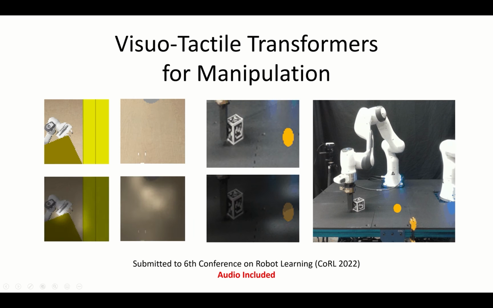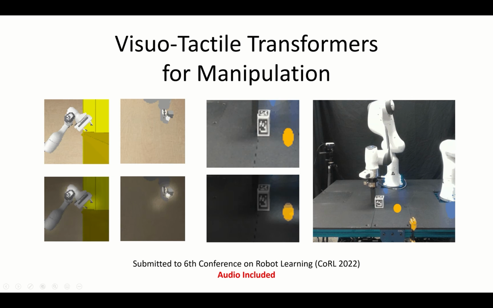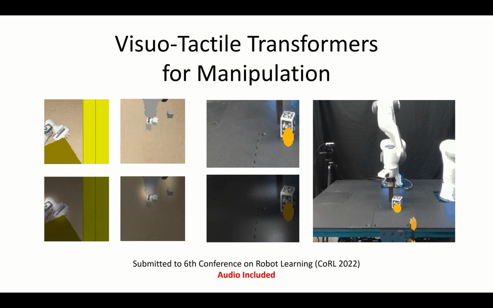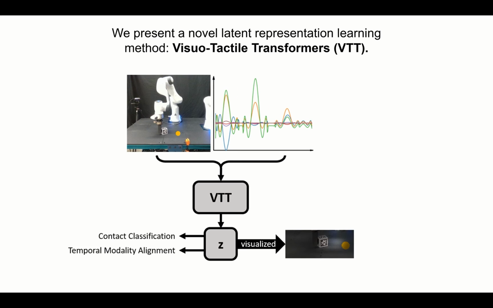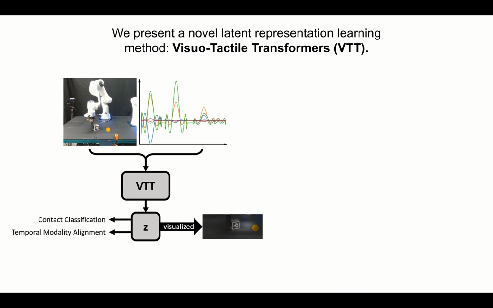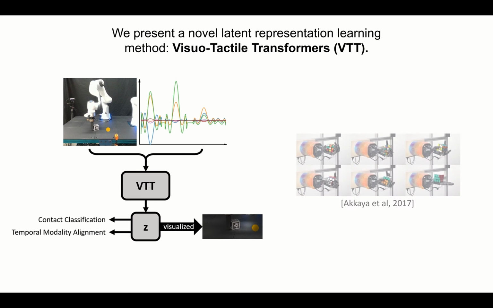Hello, in this video, we present Visuo-Tactile Transformers, or VTT, for manipulation. VTT is a novel latent representation learning method motivated by reinforcement learning in real-world robotic manipulation. As we discussed in the related works section of our paper, RL algorithms can be sample inefficient and numerically unstable because they learn from high-dimensional inputs like images.